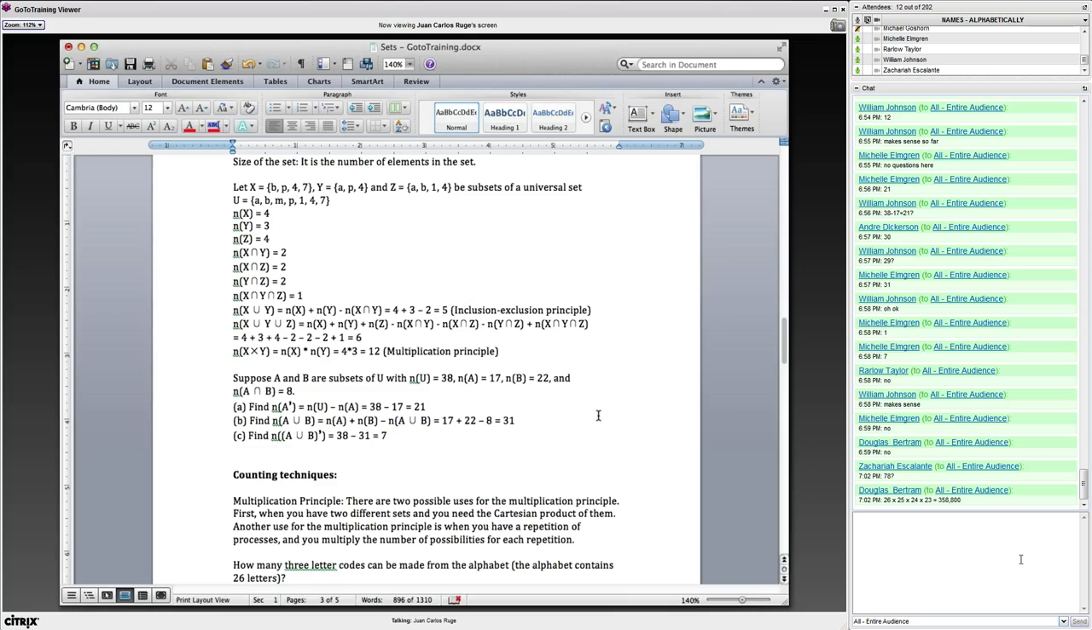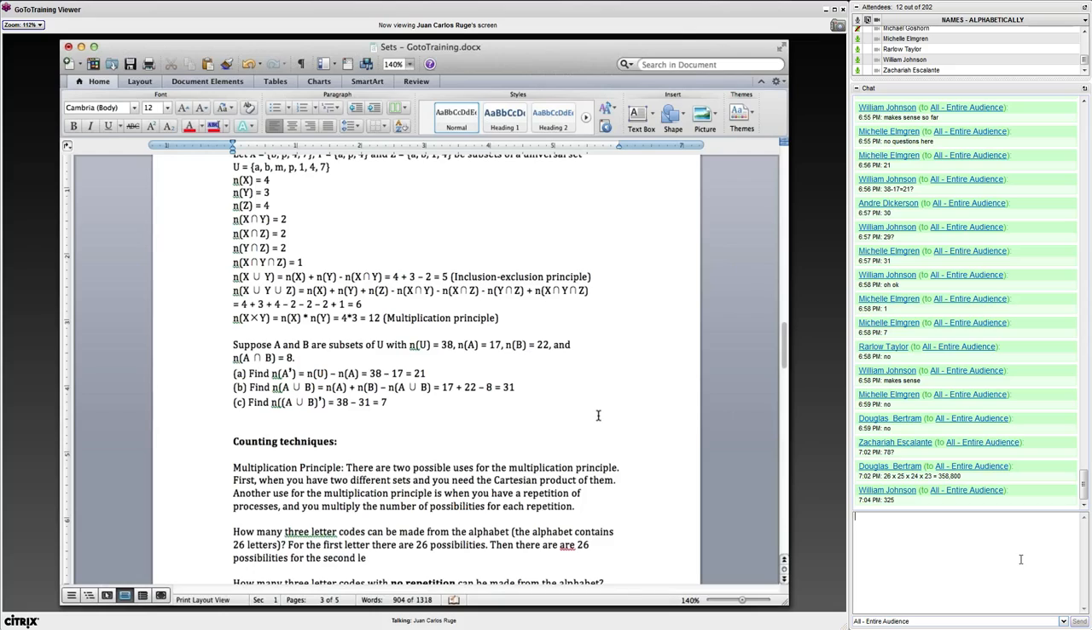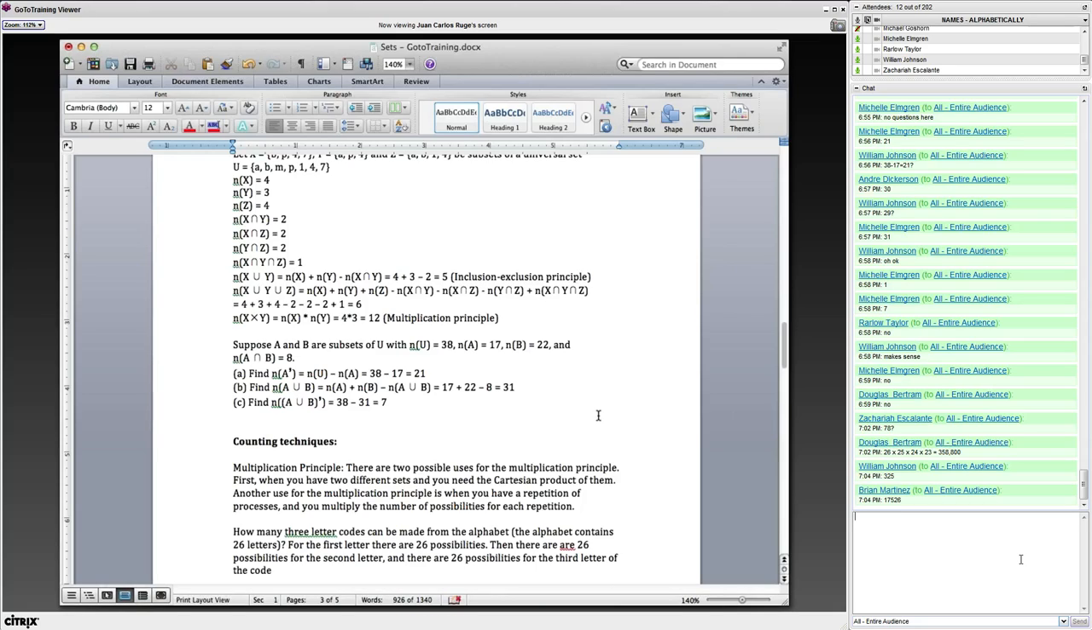Well, okay. So for the first letter, there are 26 possibilities. Then there are 26 possibilities for the second letter, and there are 26 possibilities for the third letter of the code. By the multiplication principle, the answer is 26 times 26 times 26, and this is equal to 17,526. Does that make sense, guys?